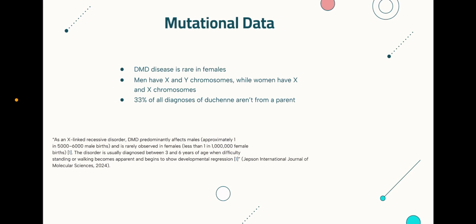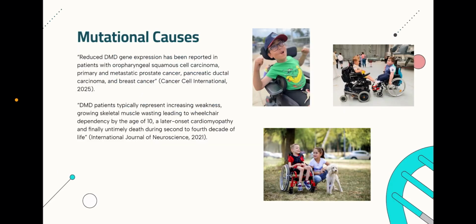According to this journal in 2024, as an X-linked recessive disorder, DMD predominantly affects males and is rarely observed in females. The disorder is usually diagnosed between 3 and 6 years of age, when difficulty standing or walking becomes apparent and developmental regression begins to show. So people find out about this disease very early in their life, and it's very sad, but here are some examples of kids who have Duchenne muscular dystrophy, and they're wheelchair dependent.